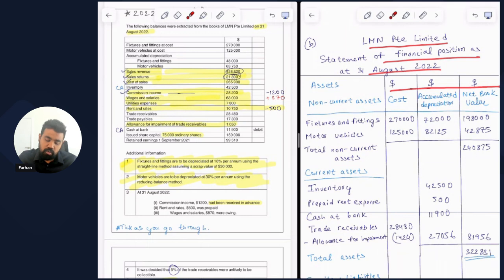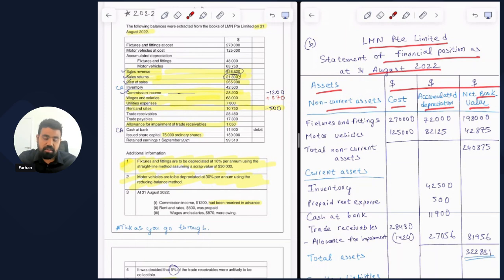So to begin with, we start with the assets, and the first category of assets we look into is the non-current assets. The non-current assets have 3 components, which are the original cost, the accumulated depreciation, which is also known as the total depreciation, and then the net book value. The net book value is calculated as the difference between the original cost and the accumulated depreciation.